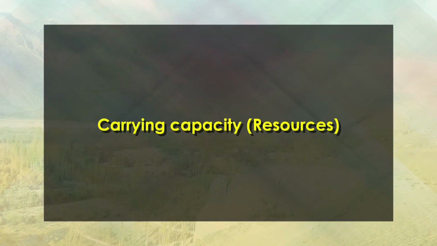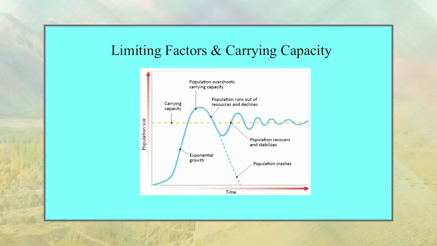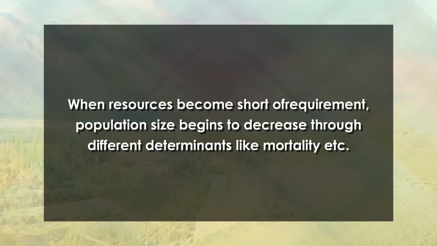Number 7, carrying capacity. The maximum number of individuals of a population which are provided with necessary resources for healthy living is called carrying capacity of the habitat. Size of a population increases till it reaches the carrying capacity of that habitat. When the resources become short of requirement, the population size begins to decrease through different determinants like mortality, etc.